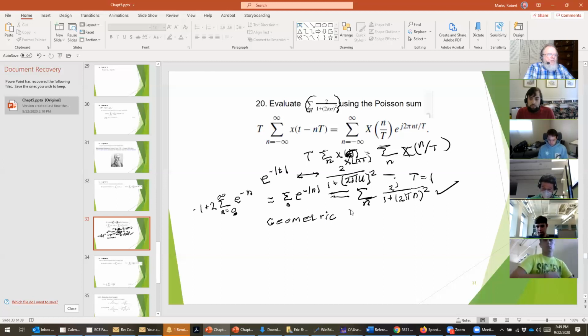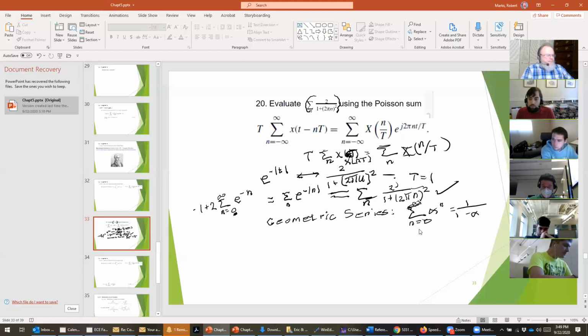There's probably a few series that you should have under your belt. One of them is the geometric series, and that is the summation of n equal to 0 to infinity of alpha to the n, which is equal to 1 over 1 minus alpha. Have you seen that series before?